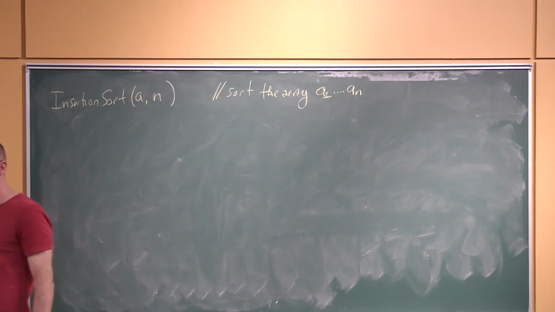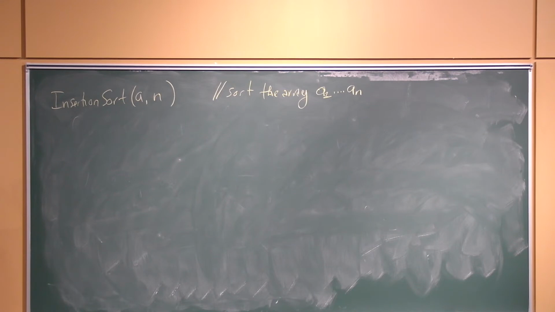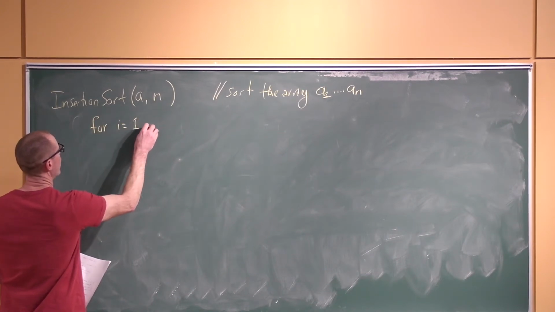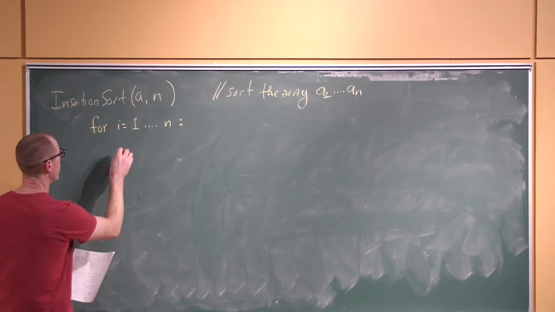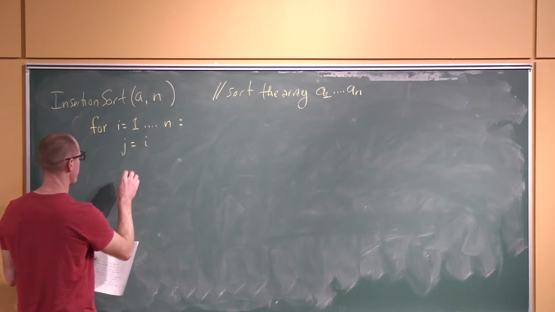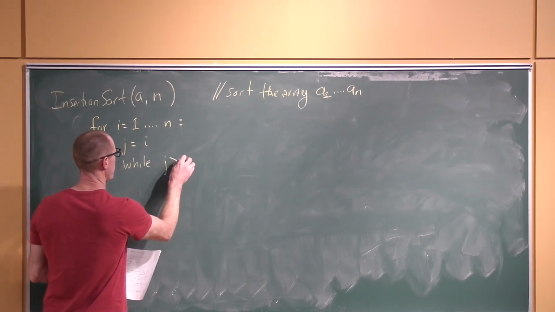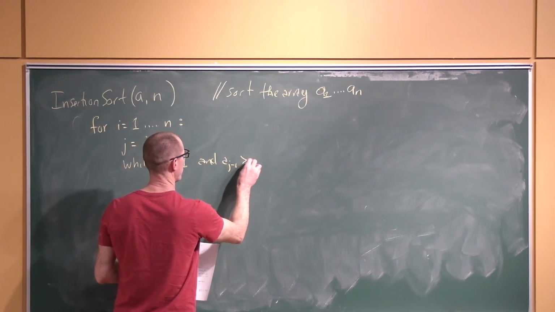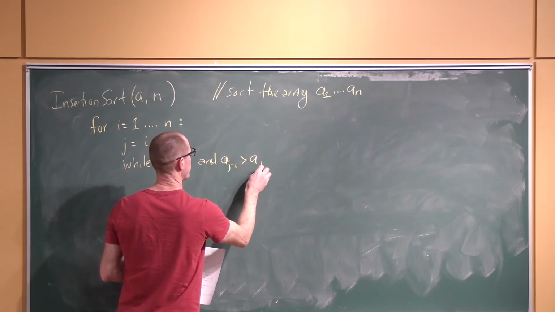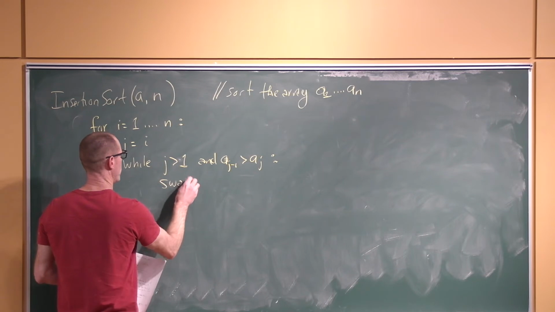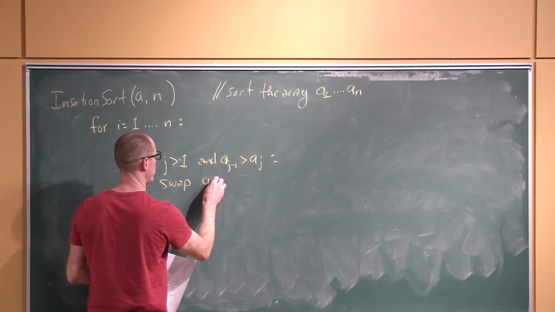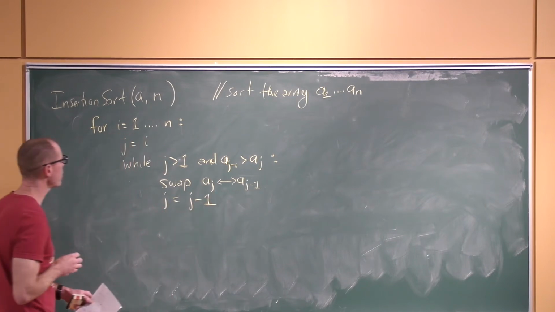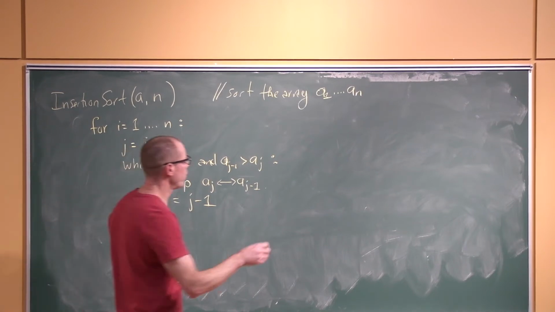So, anybody seen the insertion sort algorithm before? Some of you. All right. So it looks like this. For i equals 1 to n, j equals i, and while j is bigger than 1, and a at j minus 1 is bigger than a at j, swap a j with a j minus 1, and j equals j minus 1. That's the whole algorithm. And it works like this.